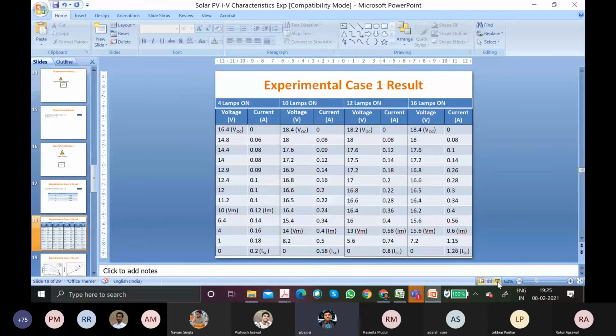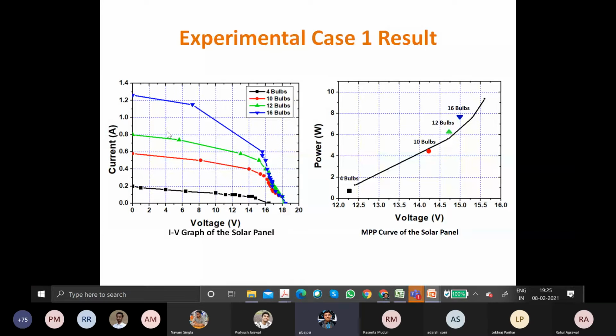So with these four tests, we have made four characteristics, and the top one is with the 16 lamps, so it is giving the maximum current. You can see the open circuit voltage is converging to the same value. So this is called the IV characteristic, and the power value is increasing as more and more lamps are connected. From this characteristic, we can find the values of RS and RSH, which we have used in the equivalent circuit model.